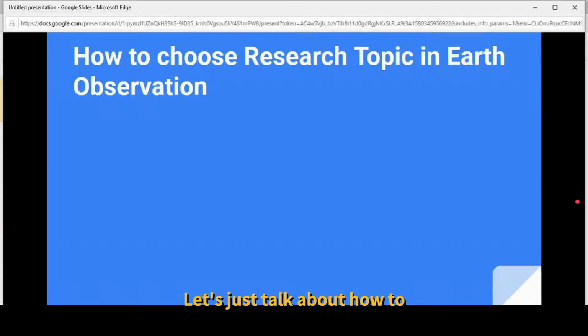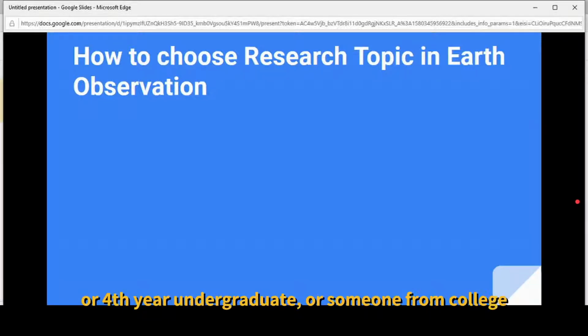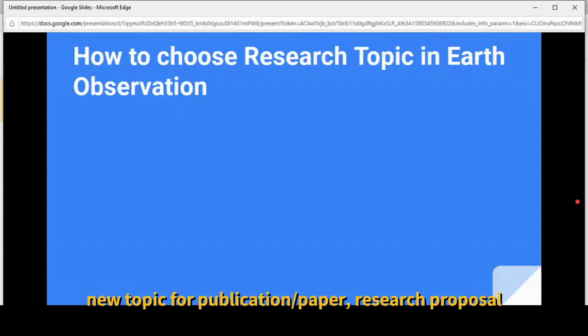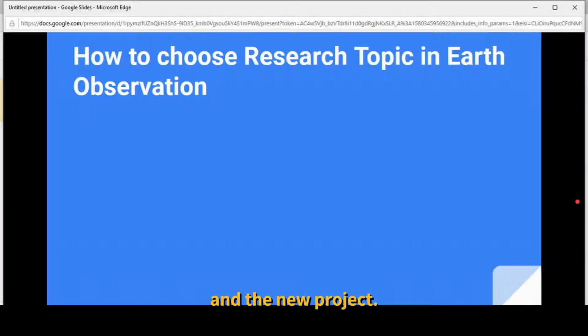So let's start to talk about how to select your research topic in Earth observation, when you are a third or fourth year undergraduate, a college student, a master's or PhD student looking for a new topic for publication, a research proposal, or a new project. So here is how to explore a solution, from the next couple of slides.